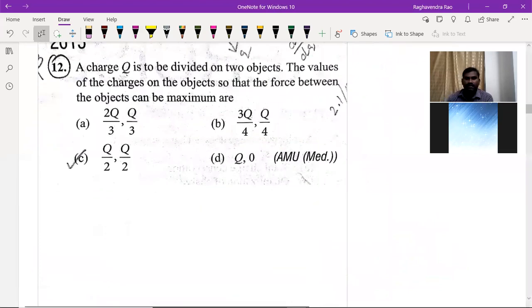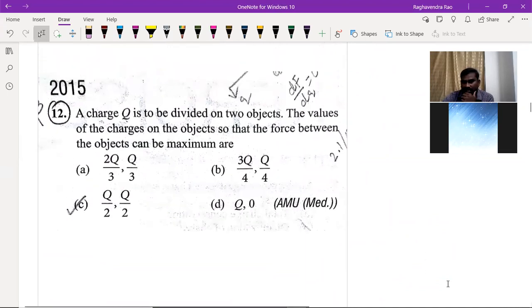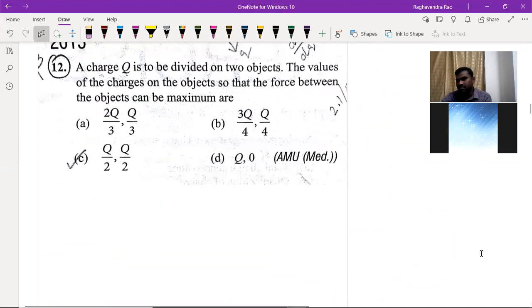Next. This is also a previous AIPMT question. Here they have given Aligarh Muslim University 2013, 2015, and this question is also a previous AIPMT question.